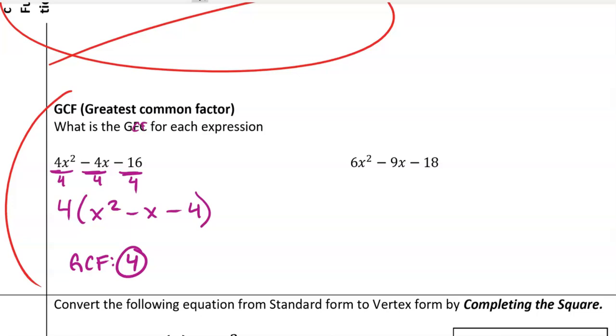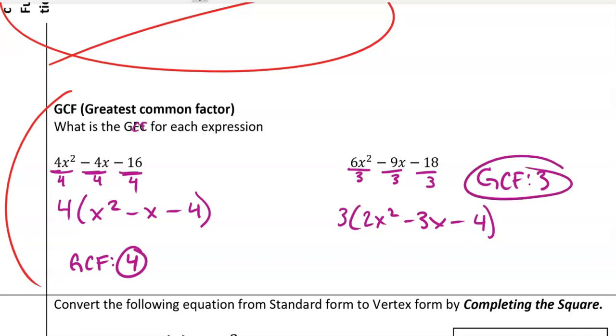All right, next one we have 6, 9, and 18. What is the largest number they're all divisible by? 3. So when we factor out a 3, we would be left with 2x squared minus 3x minus 4. So our GCF here is 3. All right, let me double check. Nothing else I skipped.